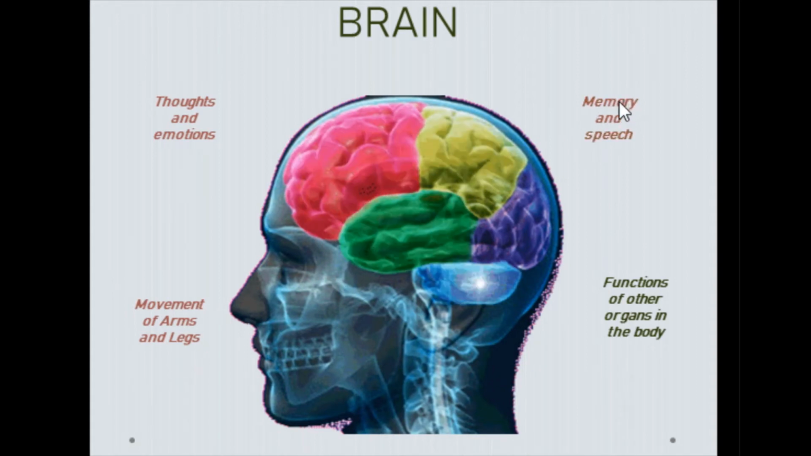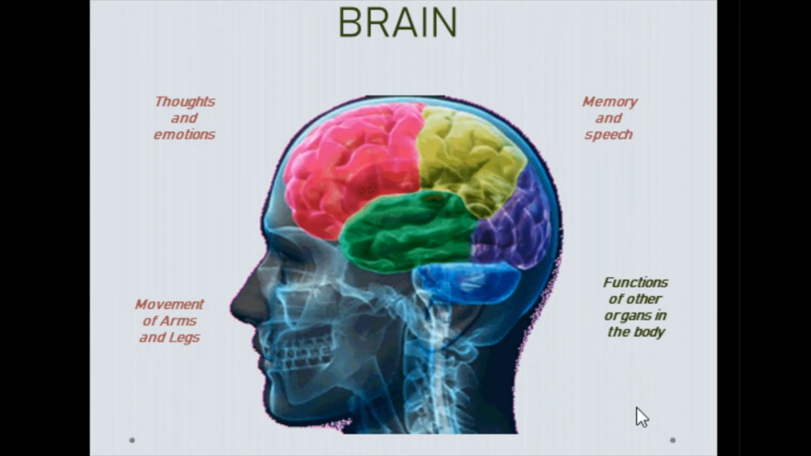The brain functions for memory and speech. Because we have the brain, we are able to remember our name, remember our family's name, remember all the things that are happening to us. And because we have the brain, we are able to talk. Okay? Memory and speech.